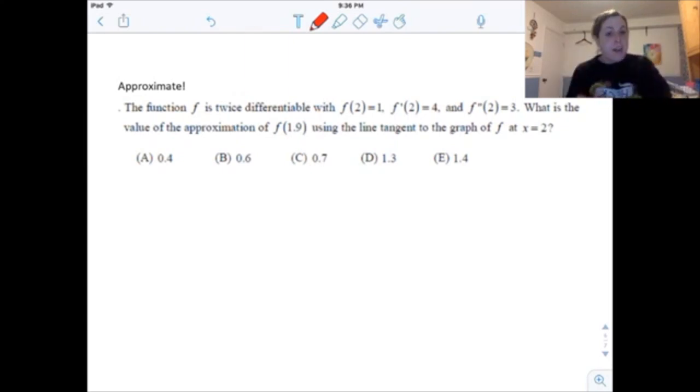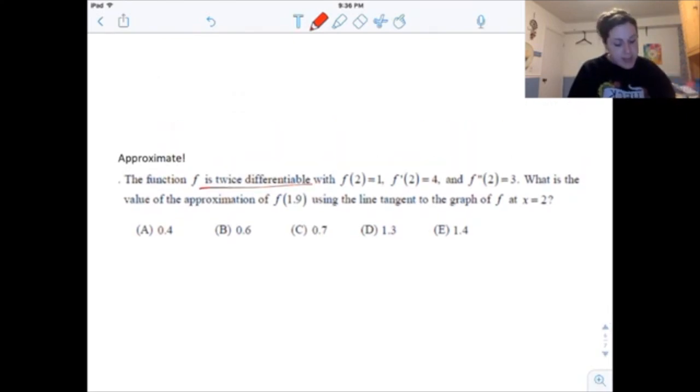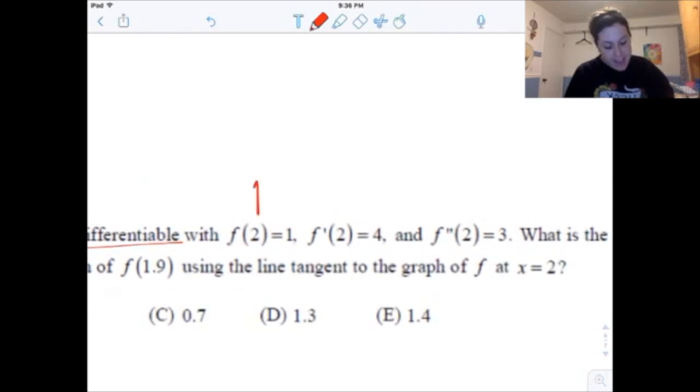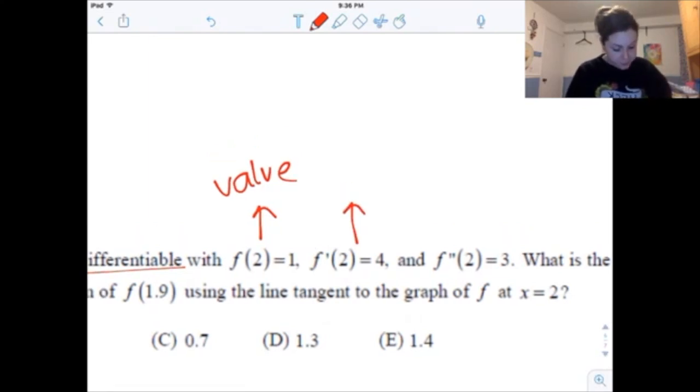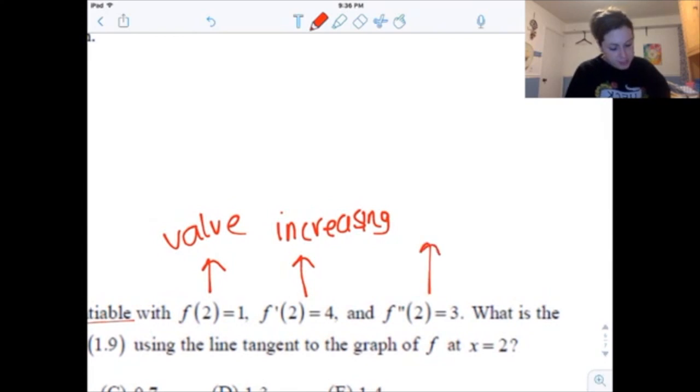Again, think concavity, think tangent line. So, f is twice differentiable, just means we can take a second derivative. f of 2 is 1, f prime of 2 is 4, and f double prime of 2 is 3. So, here's what I know. I know that that's the actual value of the function. I know that that tells me that the function is increasing. I also know it's not a max or min. And I know this tells me that it's concave up.